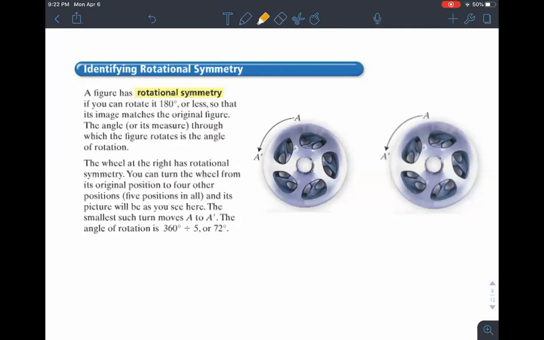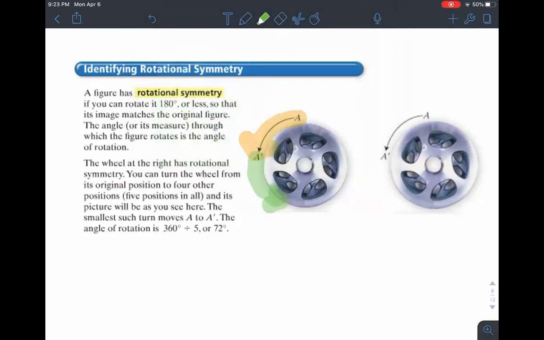So what you can see here in this figure is that if I were to rotate this amount of degrees, which we'll talk about in a second, it's going to look exactly the same as it did before. And as a matter of fact, I could do this 5 times with this particular figure before I got back to the original position, okay? Because every time I spun it that amount of degrees, it would look like the original.